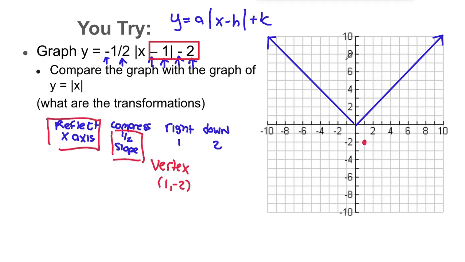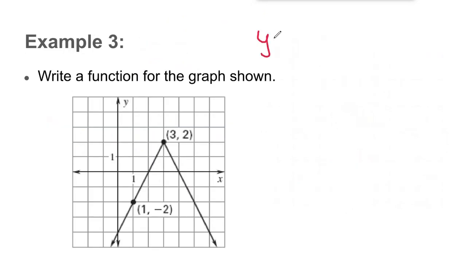We know it's reflected over the x-axis, and we know our slope is 1/2. So I'm going to go down 1 over 2, down 1 over 2, down 1 over 2. Connect these with lines and put little arrows on the end. And I've got the graphs. So that's how these two compare. This is just pretty much the opposite. They give us the graph and they want us to come up with the function.